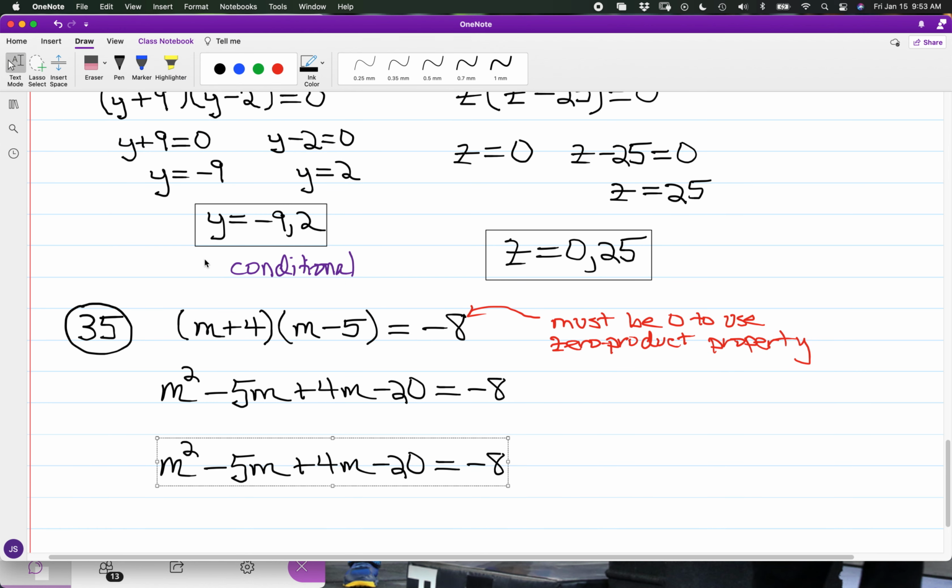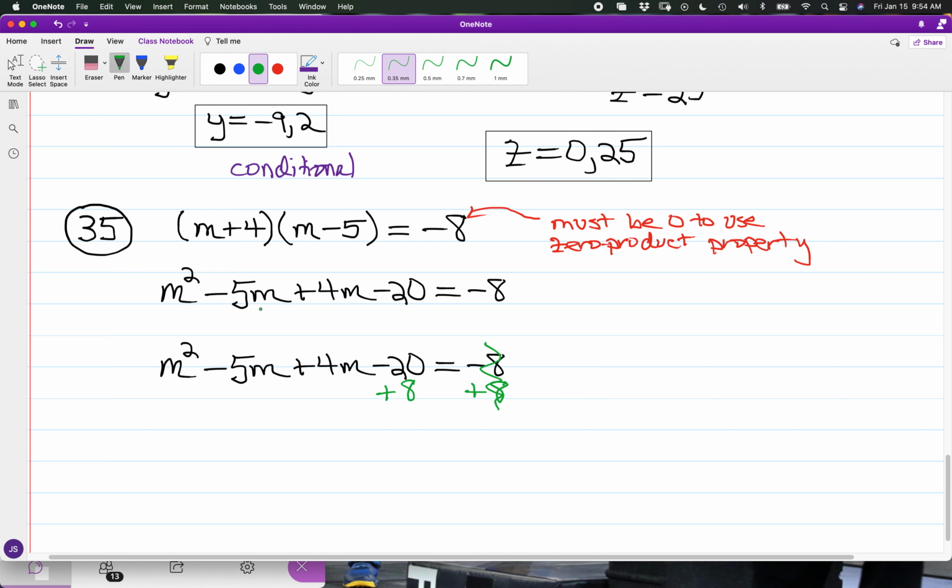Okay, so in this particular case, I can move the negative 8 over by adding. And also we have like terms in first order of m. So we're going to have the trinomial m squared minus m, and we have negative 20 plus 8, which will be negative 12. And now we have is equal to 0.